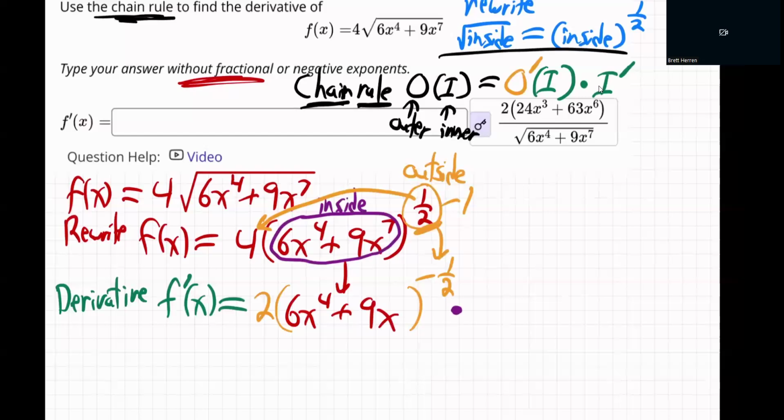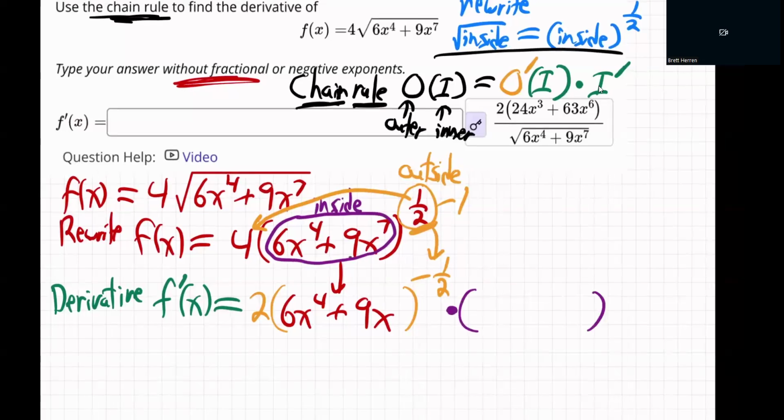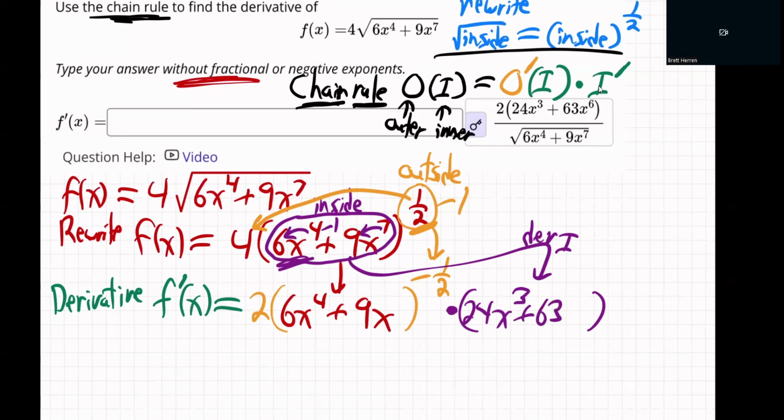the derivative of the inside function. So now I'm going to take the derivative of the inside function. Take this guy first off. The 4 goes right there. 4 times 6, 24. Subtract 1 from the power. X to the third. Then the 7 hits the 9. 63. Subtract 1 from the power. X to the sixth. And that is, oh, we're not done yet. We got to clean it up like they told us to.